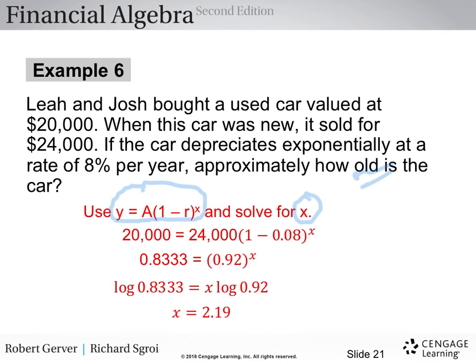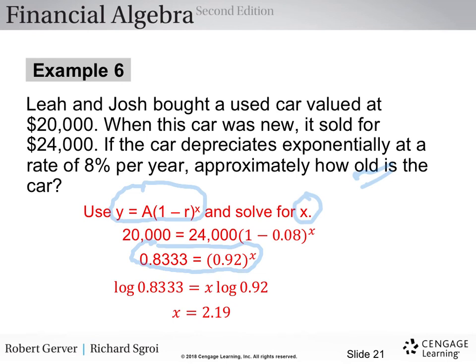Well, if I take and solve these numbers, divide both sides by 24,000, figure out what 1 minus 0.08 is, I come out with 0.8333 is equal to 0.92 raised to the x power. Well, how do you solve an equation where the unknown is the exponent? Basically, you have to use logs.